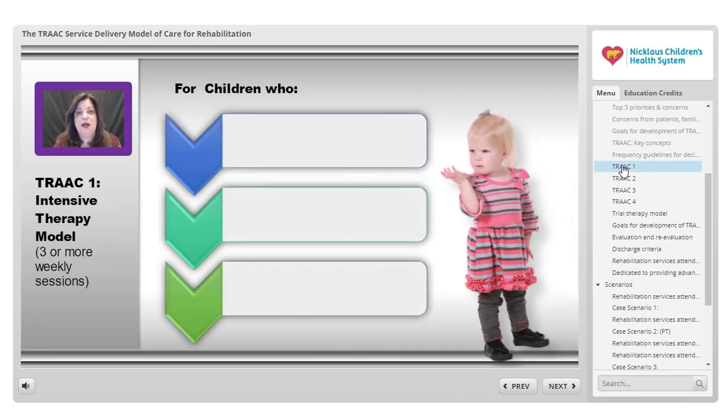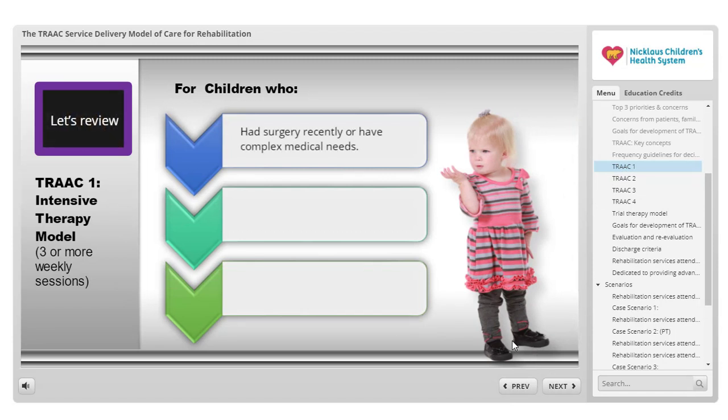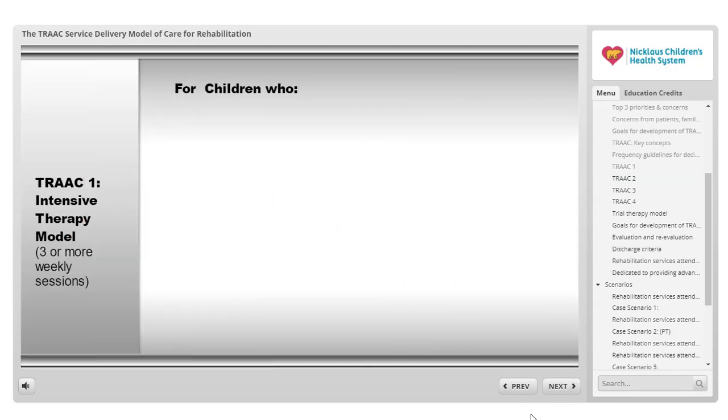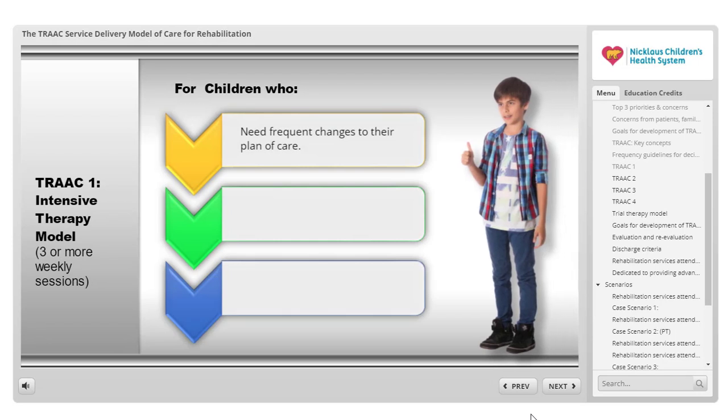Let's review TRACC 1 in more detail. It's for children who had surgery recently or have complex medical needs. Make fast progress towards short and long-term functional goals. May lose functional skills due to current medical condition. Need frequent changes to their plan of care. Need an intensive family education or training program. With their parents' help, they follow the given home program.